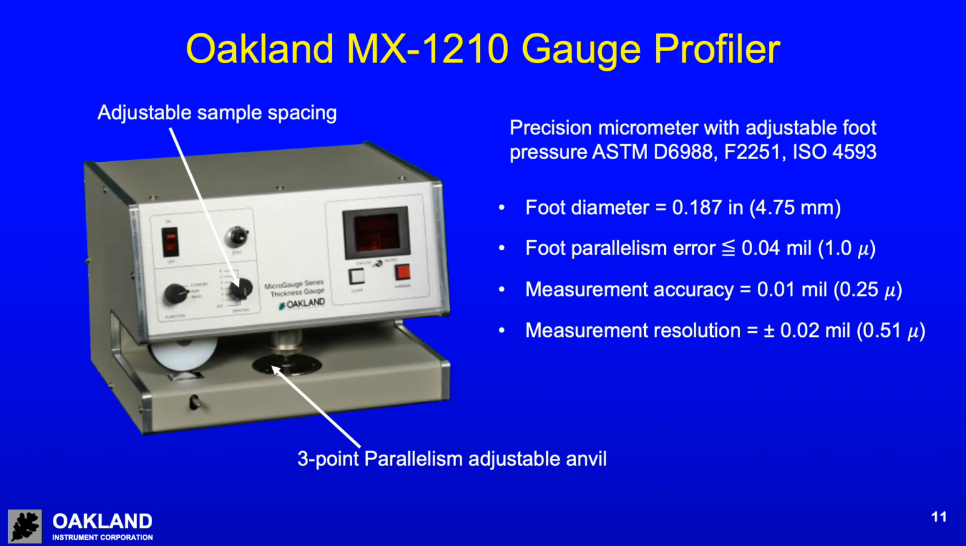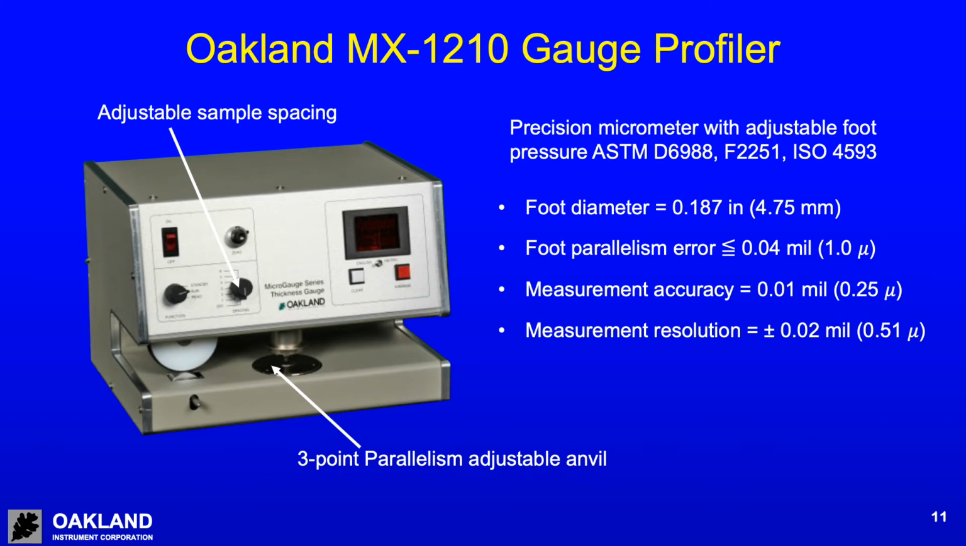This is one of the 2 instruments that I used in this case study. This is an MX1210 from Oakland Instrument. It's one of the best mechanical gauge profilers on the market. I adjusted the spacing between the samples at the shortest spacing possible, which was 1/2 inch. These are the test standards that it is qualified for. So foot diameter was as small as I could get, which was 4.75 millimeter or 0.187 inches in diameter.